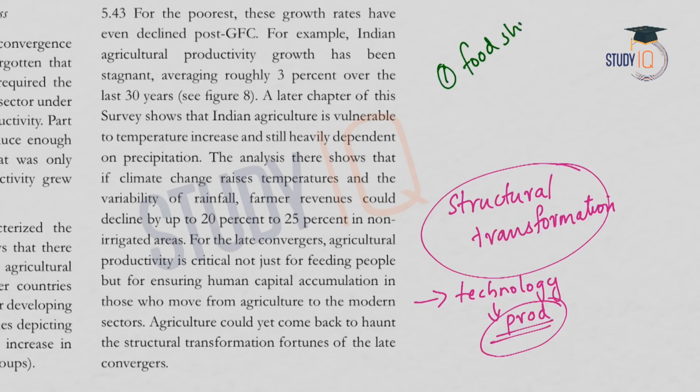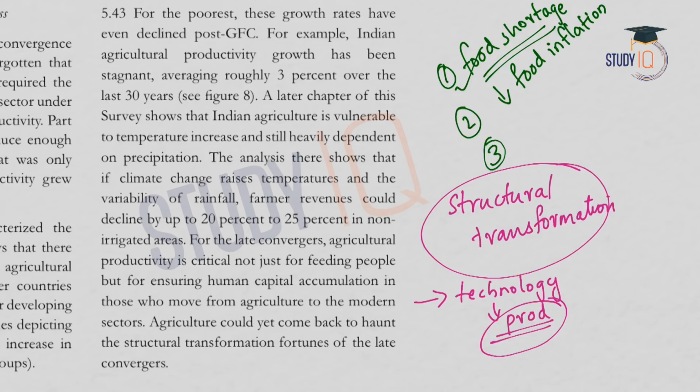One is food shortage, because when the productivity is more, there will be adequate supply of food commodities in the market. This will solve the problem of food shortage. When adequate supply is there to meet the demand, this will reduce the food inflation. The prices will come down. And thirdly, the human capital dependence on agriculture will come down. With the use of technology, lesser human capital would be required. So with lesser human capital, the rest of the human capital can find employment opportunities in some other sectors. So this will lead to structural reformation in the economy.